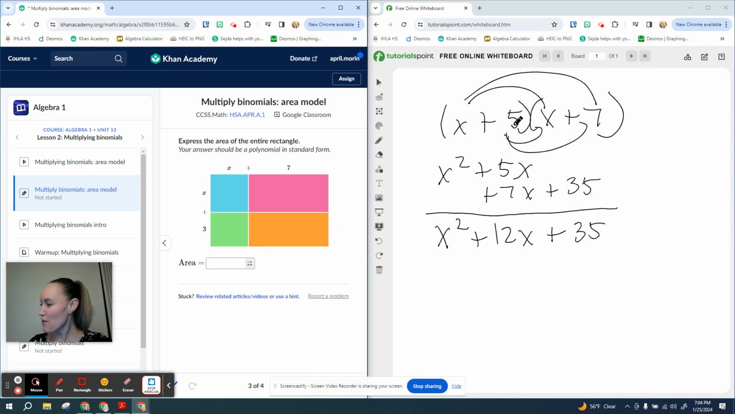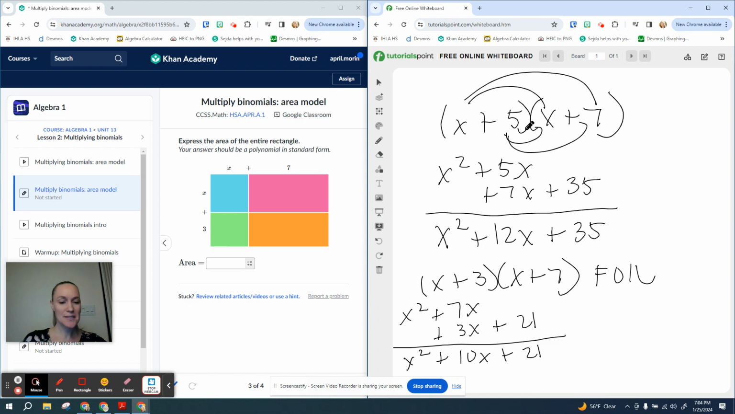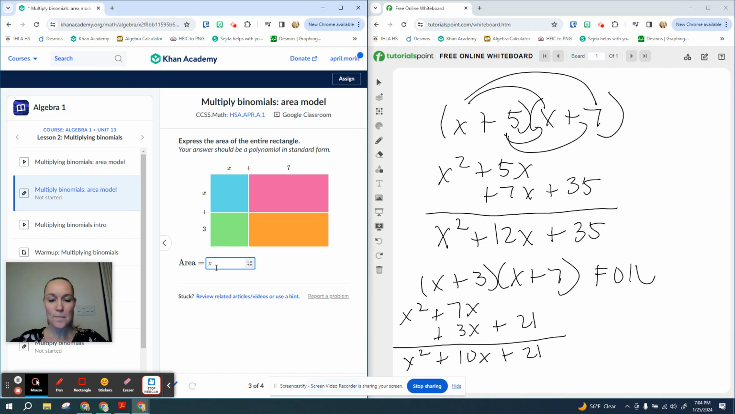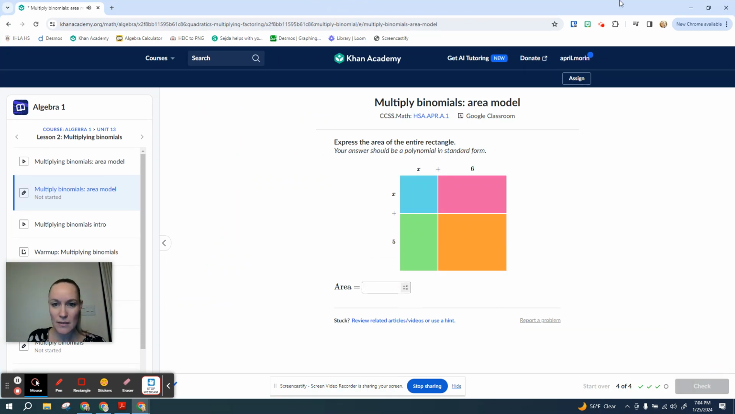Okay. So same thing, right? Bunch of these. They're fun. We have x plus 3 and x plus 7. So I'll just do FOIL. First is x squared. Outer is plus 7x. Inner is plus 3x. Last is plus 21. Just add them all up. You get x squared plus 10x plus 21. Super simple there. x squared plus 10x plus 21. Okay. Looks good.